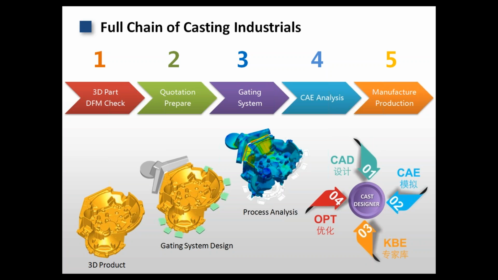Then we come to the simulation module. This is the CAE analysis. This module helps us find out the quality of the casting parts during and after the manufacturing process. And if you have a more optimized method for the manufacturing, you can try it out in the simulation again and again to find the best solution.